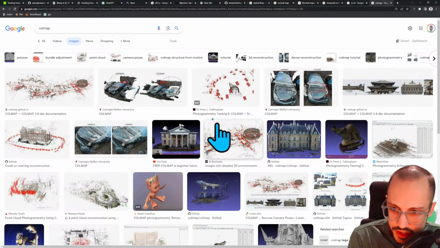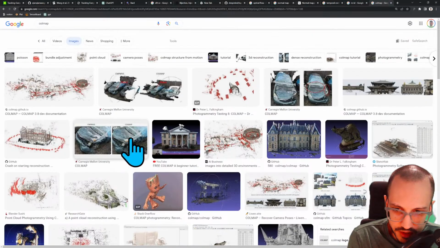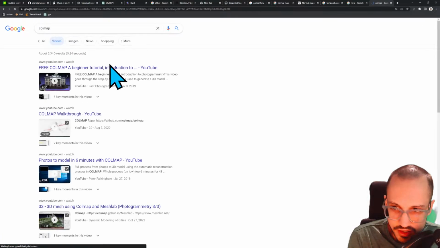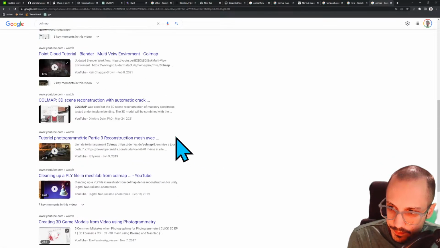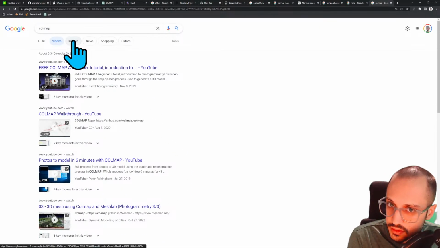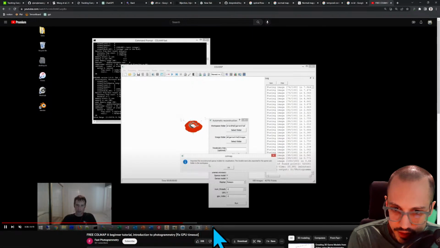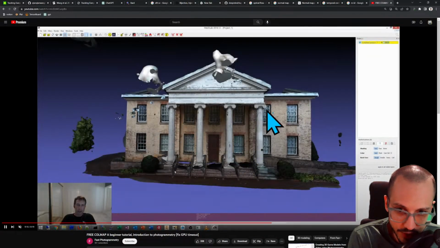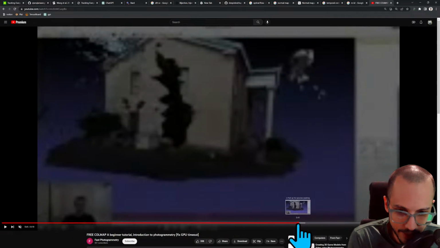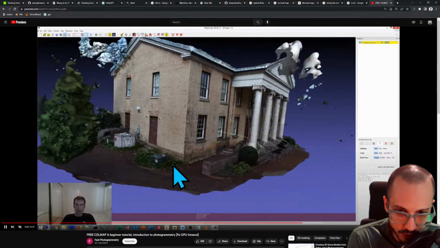So I would actually say one thing they didn't mention here is COLMAP. COLMAP is actually probably the most popular approach for doing this. If you do any kind of photogrammetry, you're probably using COLMAP. But let's see, free COLMAP, a beginner tutorial. Okay, so this guy's just walking through it, but you basically feed in a bunch of pictures of some thing where you walked around this building, and then the COLMAP algorithm will solve this optimization, and it's not going to be perfect, but it'll roughly tell you where the camera was for every single frame.